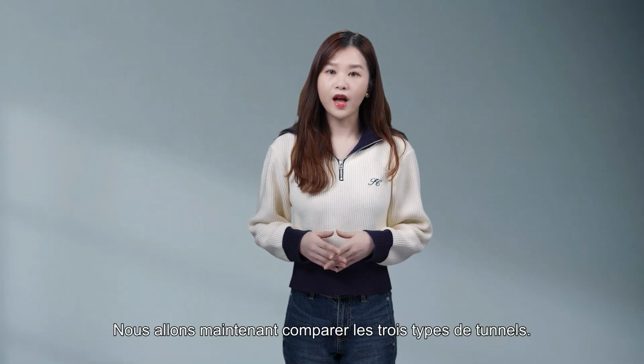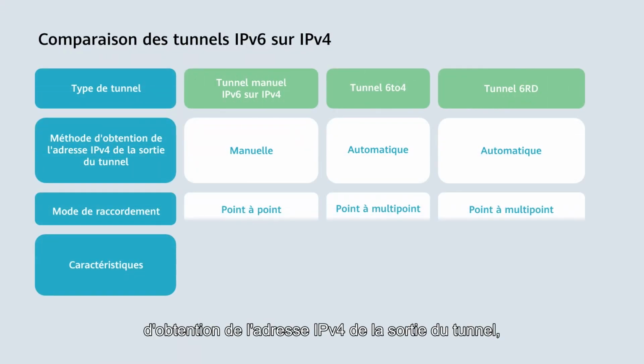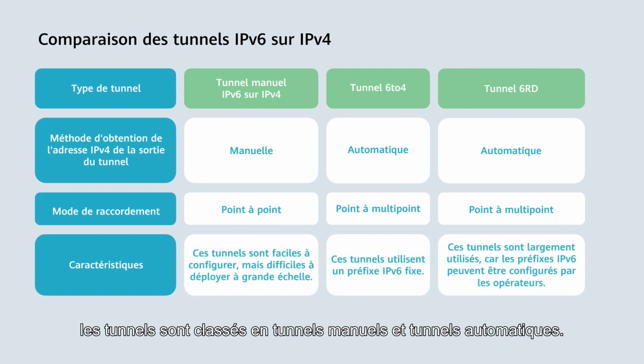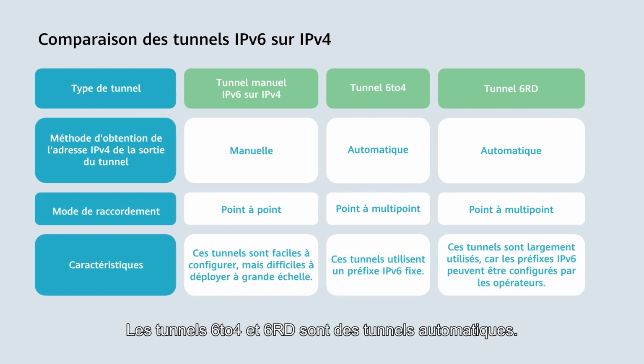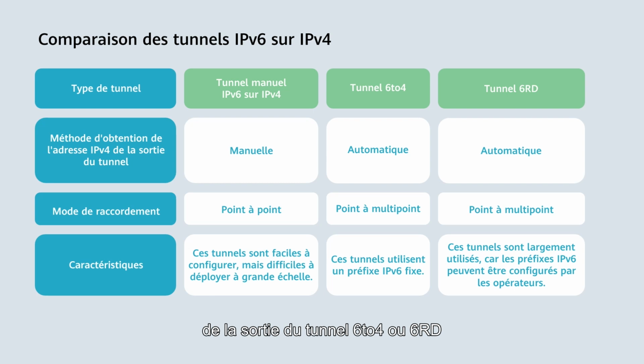Next up, we'll compare the three types of tunnels. According to the method of obtaining the IPv4 address of the tunnel egress, tunnels are classified into manual tunnels or automatic tunnels. The 6to4 tunnels and the 6RD tunnels are automatic tunnels. IPv4 addresses of the ingress and egress need to be manually configured for an IPv6 over IPv4 manual tunnel. In contrast, only the IPv4 address of the ingress needs to be manually configured for a 6to4 or 6RD tunnel. The border devices can automatically obtain the IPv4 address of the egress of the 6to4 or 6RD tunnel based on the destination address of the packet.